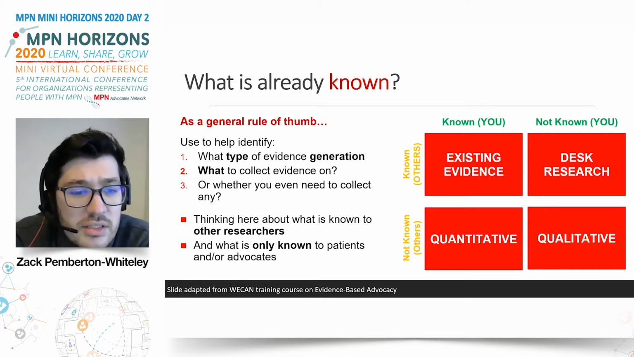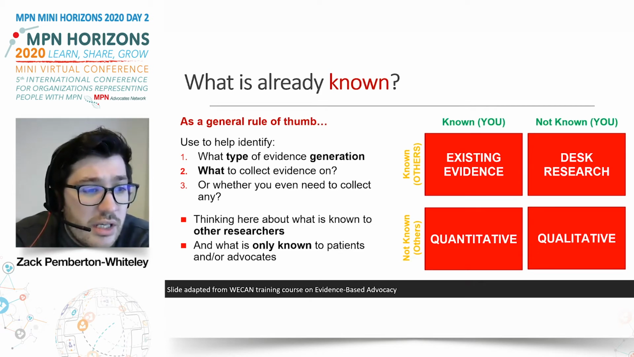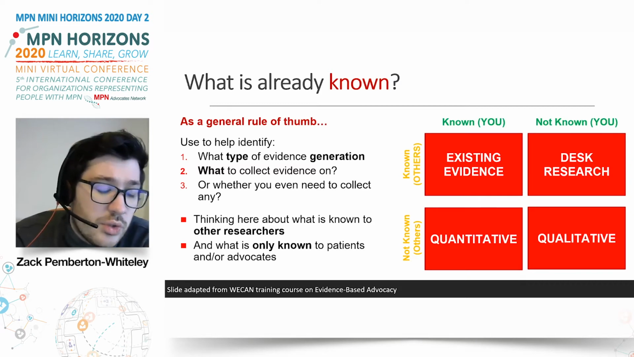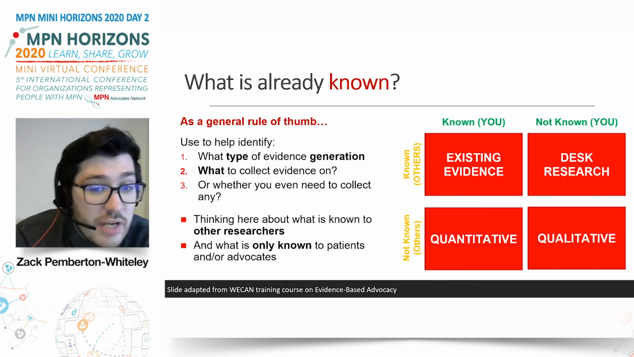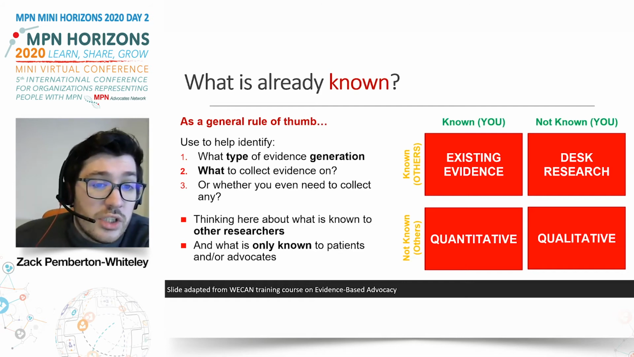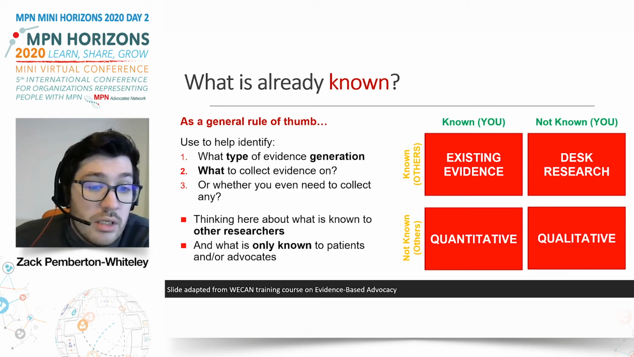And the particular thing that's interesting from an advocacy perspective here is sometimes what's known to you as an organisation may not be known to other stakeholders. Patients have a very different perspective on certain topics, and quite often the evidence that is generated won't agree with what you're hearing from the patient community. So you may want to run an evidence project to find out whether what you're hearing is correct.